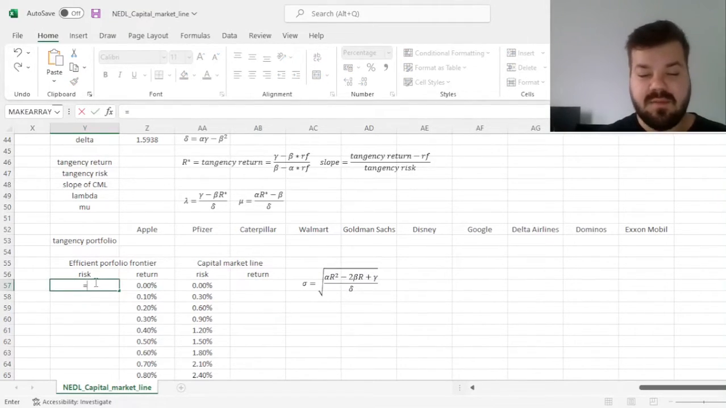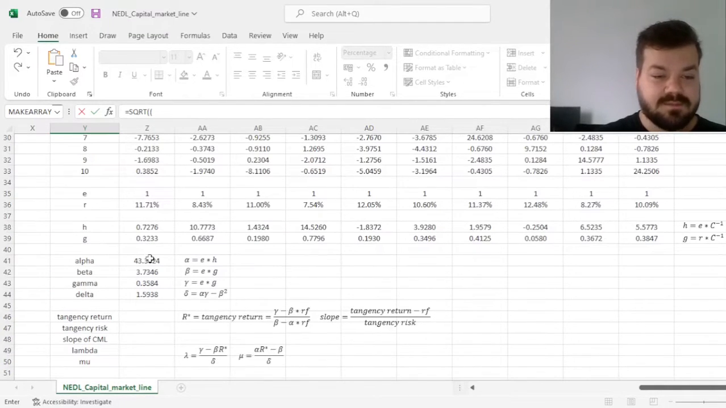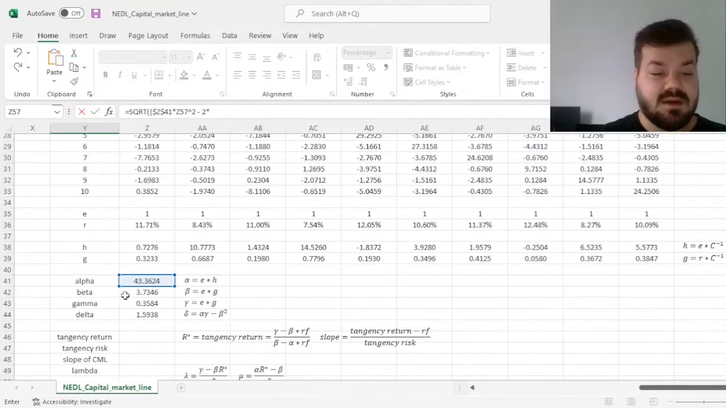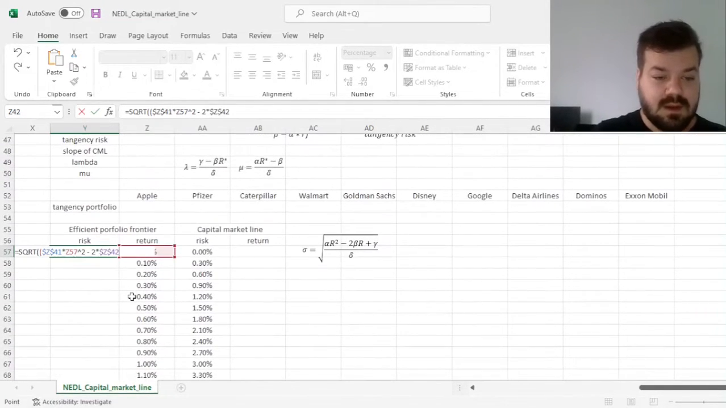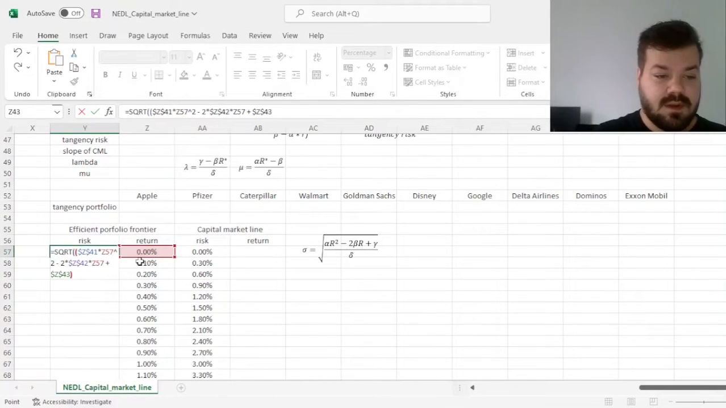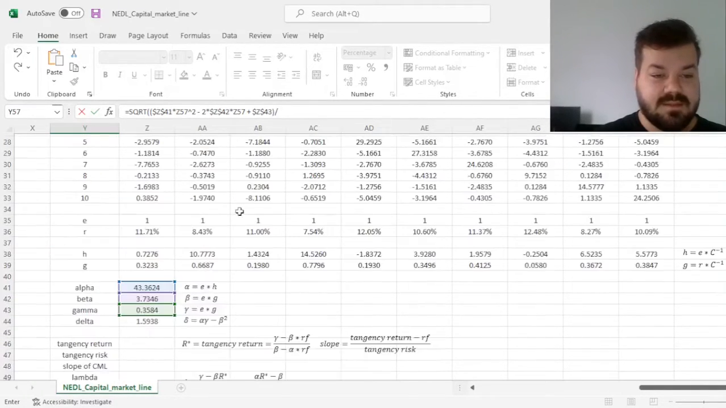So the risk of a portfolio with a specific value of return would be the square root of alpha, and we want to lock it as it stays the same throughout the frontier, times our desired return squared, minus 2 times the beta constant over here, times the value of the desired expected return, plus gamma, locked still, and divided by delta.